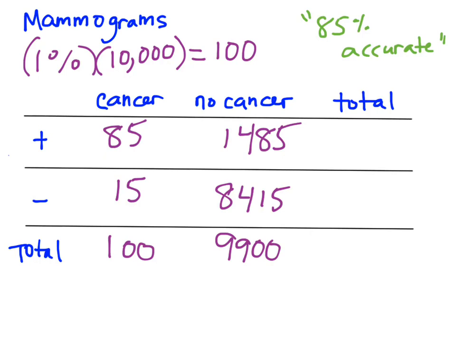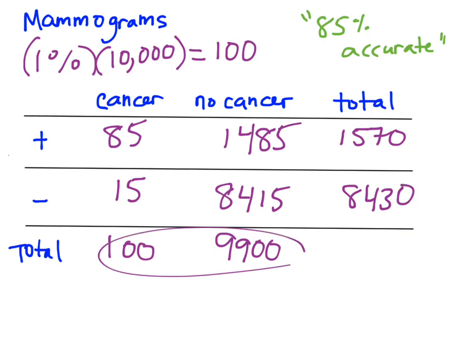Okay, so then let's find the other totals here. So if we look at people who received a positive mammogram, we have a total of 1,570, and people who received a negative mammogram would be 8,430. Okay, and you can add vertically or horizontally, and we've accounted for all 10,000 women tested.